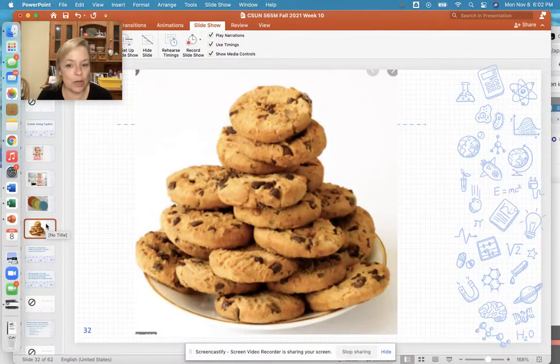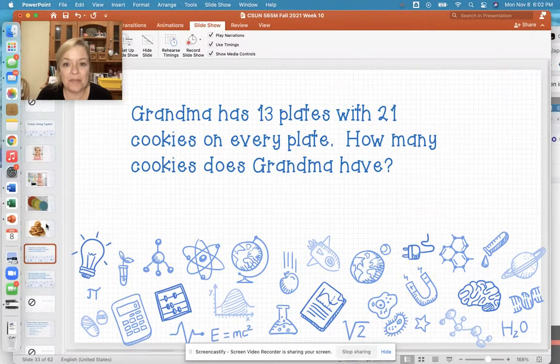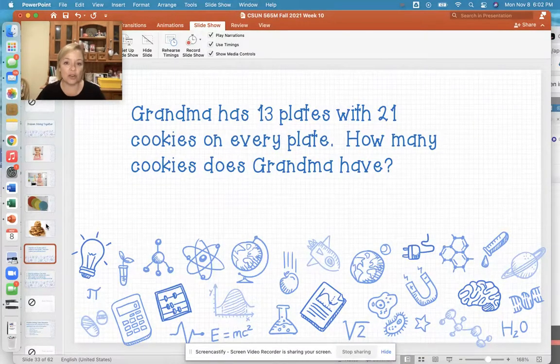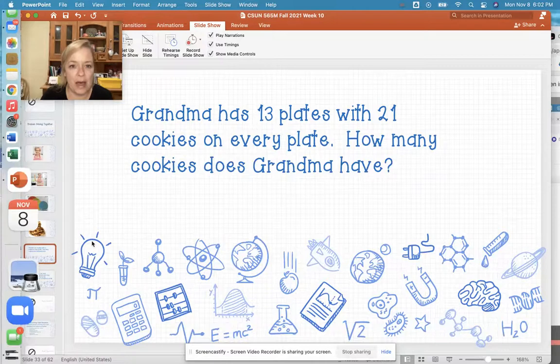As you can see, when you look on this plate, there is one plate, right? How many cookies do you think might be on there? It's kind of hard to tell, isn't it? Because we don't really see how many are in the back. So let's just take a look at our problem today. Grandma has 13 plates with 21 cookies on every plate. How many cookies does Grandma have?